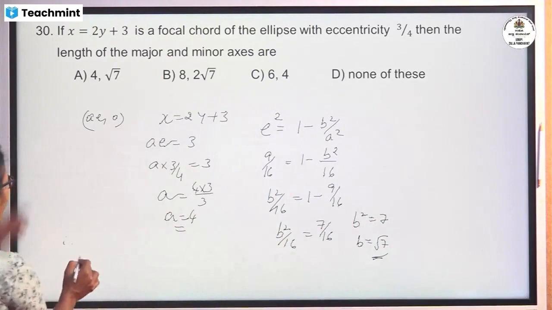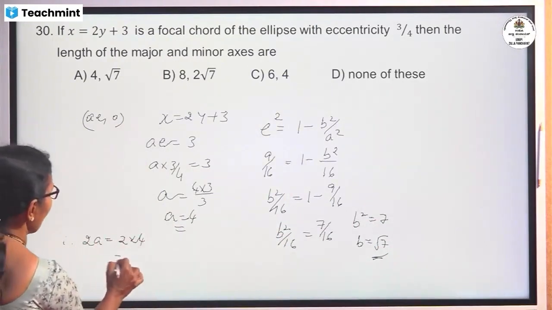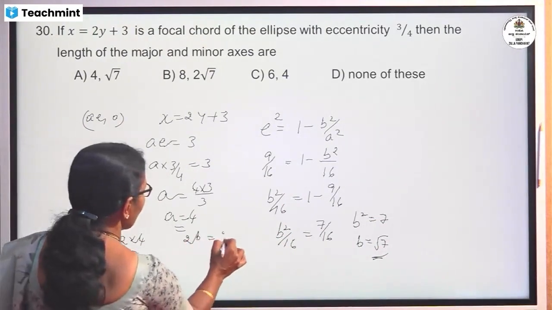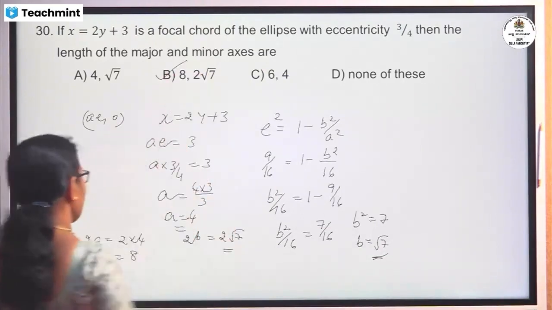Therefore, the length of the major axis is 2a, which is equal to 2 into 4, 8. And the length of the minor axis 2b is equal to 2 root 7. Therefore, B is the correct answer.